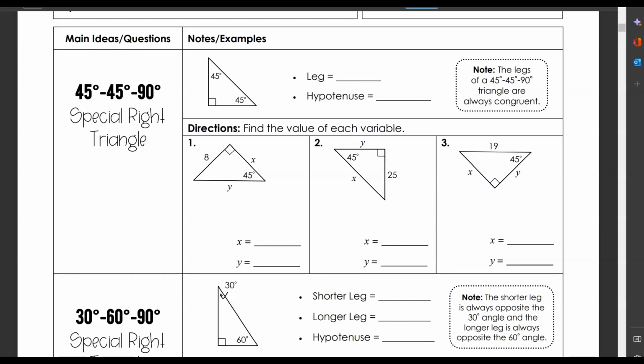All right, class, we have arrived at special triangles. These are triangles that have very specific degrees, and therefore they have very special properties that come along with them. The first one we're going to be looking at is the 45, 45, 90 special right triangle.